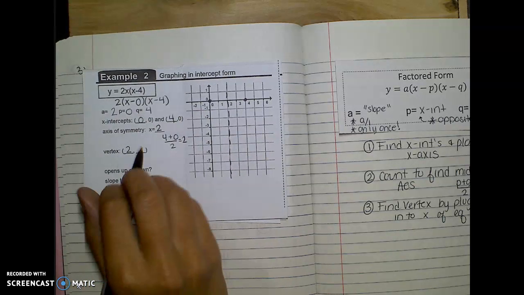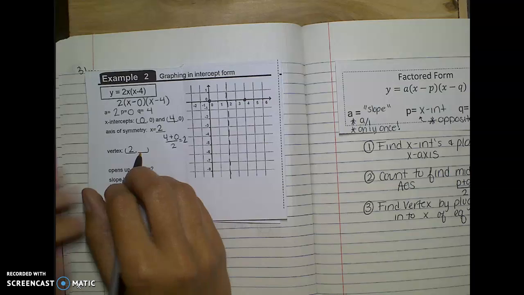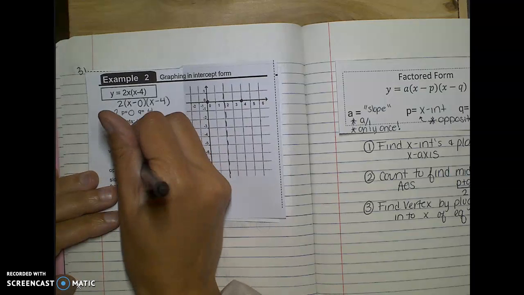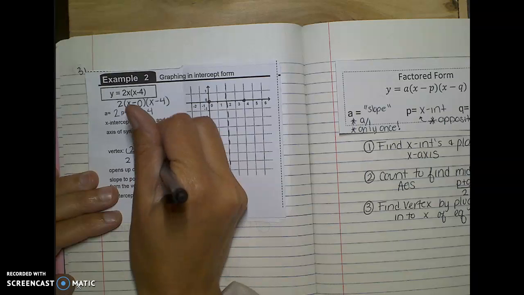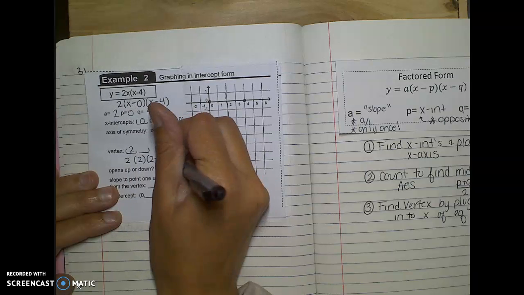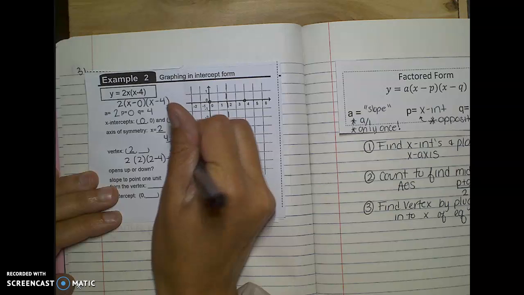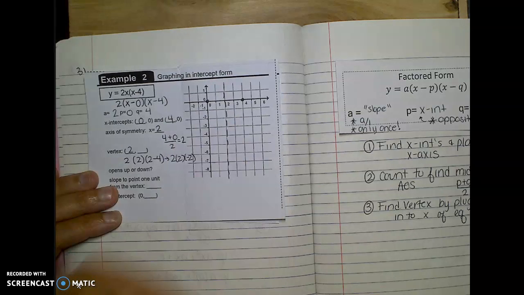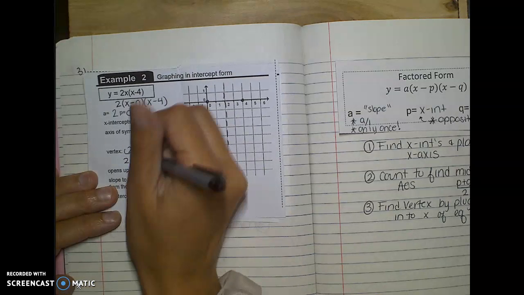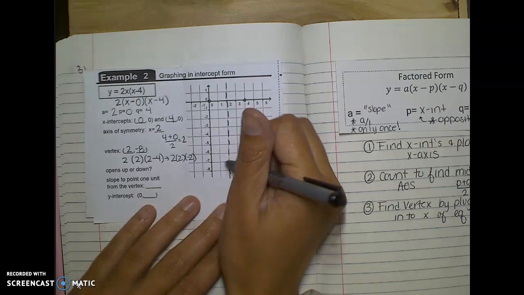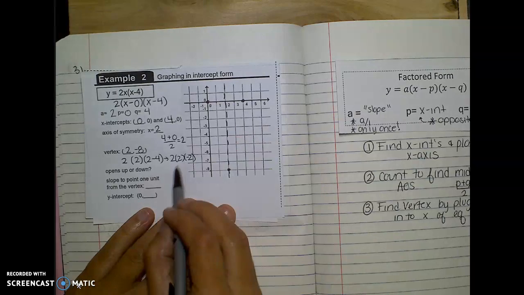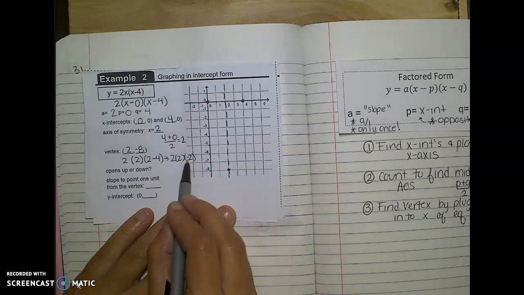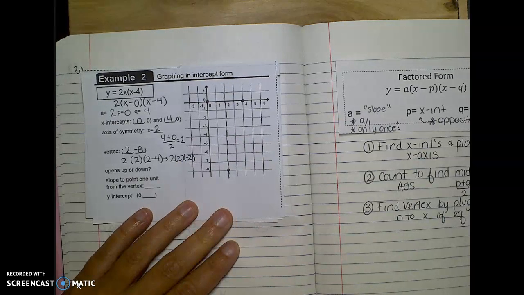And then to get the y value, we need to plug it in. So we'll have 2 times 2, parenthesis 2 minus 4. All that is going to be 2 times 2 times negative 2, and so we're going to get negative 8 overall. So I go down here and I plot my (2, negative 8). And again, noting that those parenthesis numbers should be opposites, to know that I'm on the right track.